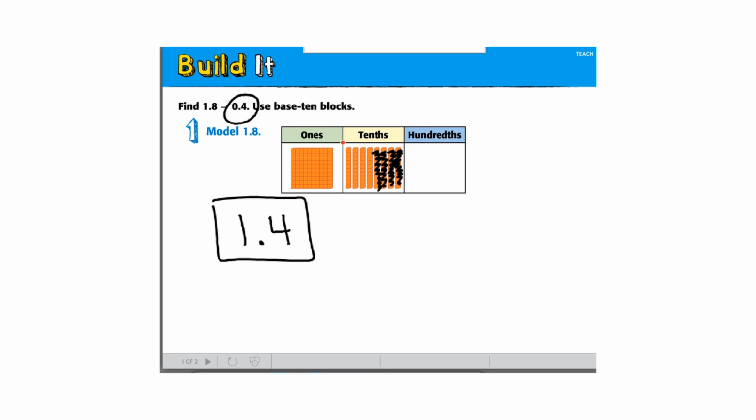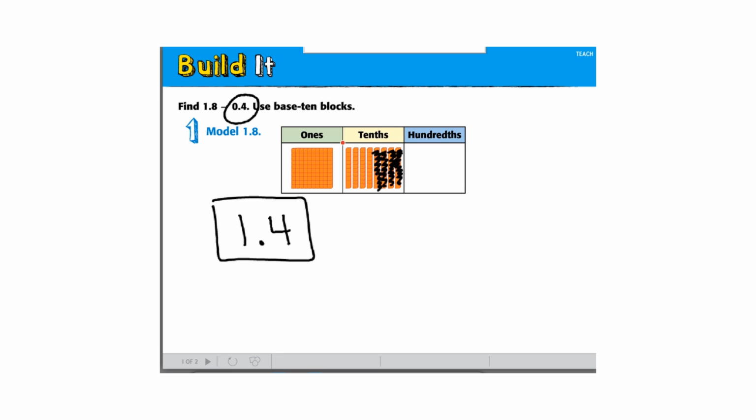So this seems pretty easy, right? Because all we're doing is drawing the first number and then taking away the second number. The part that gets difficult is if they want you to take away tenths and you don't have any tenths, then you're going to have to borrow something from another box. So that's the part where it might become a little bit tricky.